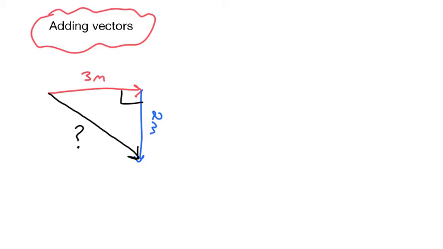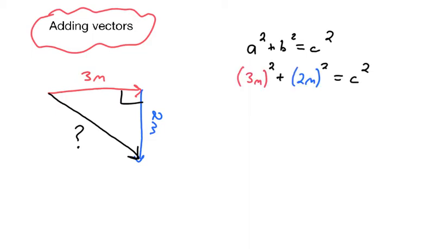So, with the Pythagorean Theorem, we say that a squared plus b squared equals c squared. In this case, I'm going to write it as 3 meters squared plus 2 meters squared equals our unknown value, the hypotenuse, that quantity squared, which gives us a value of 3.6 meters equals c.